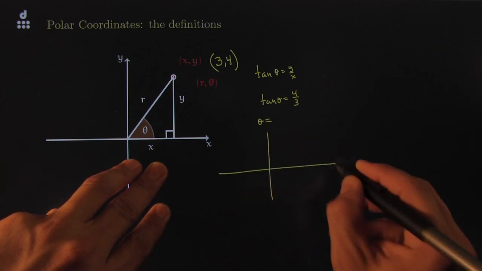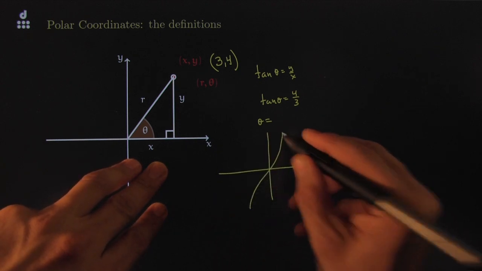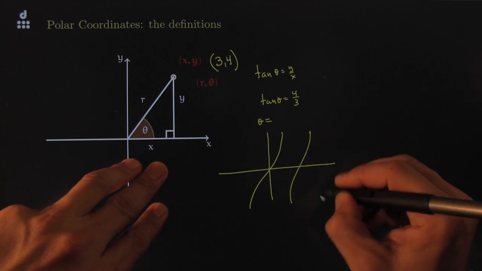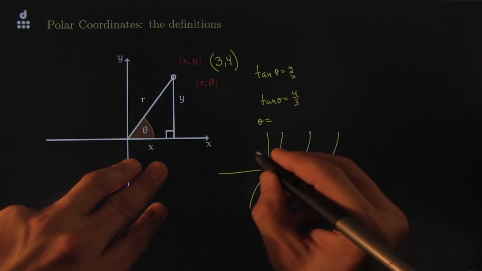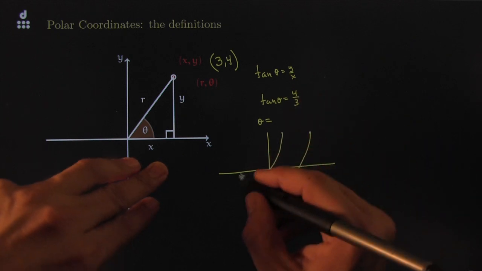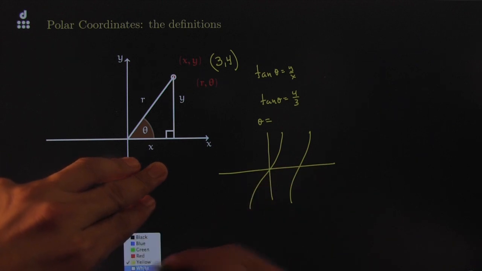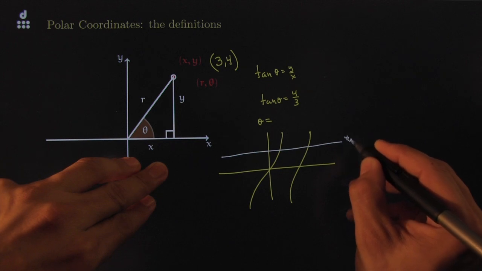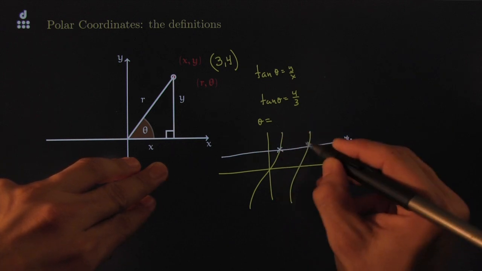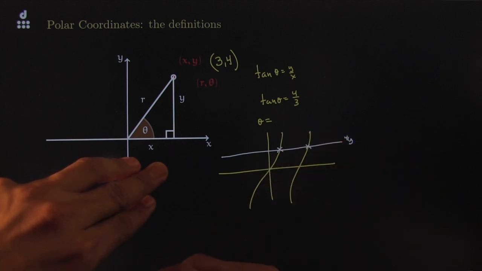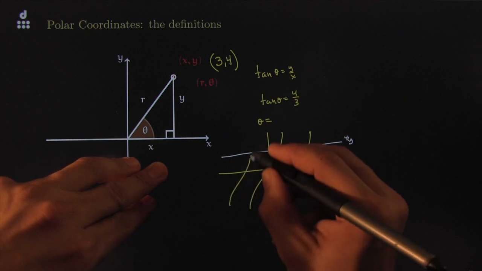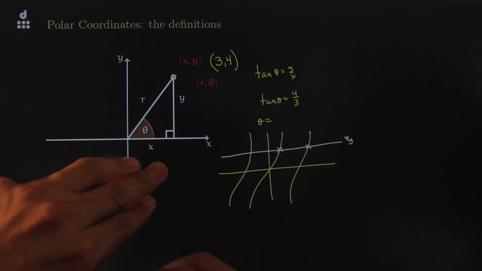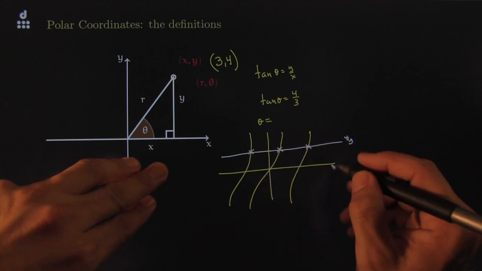So we have the tangent graph. Tangent graph goes like this, it goes like this, it goes like this. This point is about 1.333, so let's make it a different color just for fun. Let's go with white. This is 4 over 3. And so these are the parts where tangent is equal to 4 over 3. There are many, many, many such points. So how do we find them?